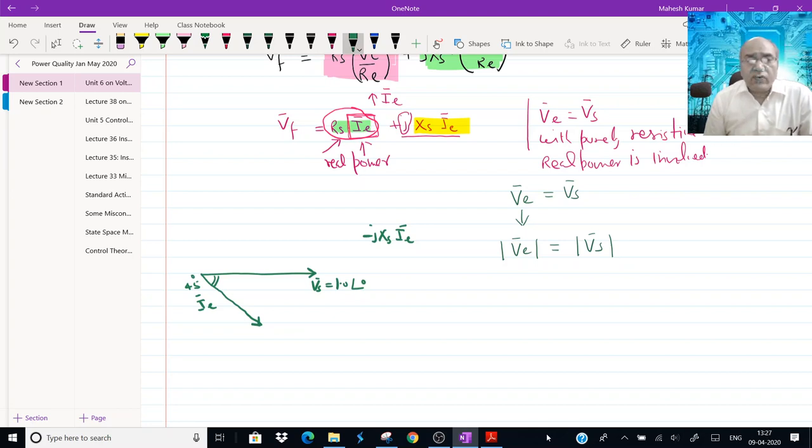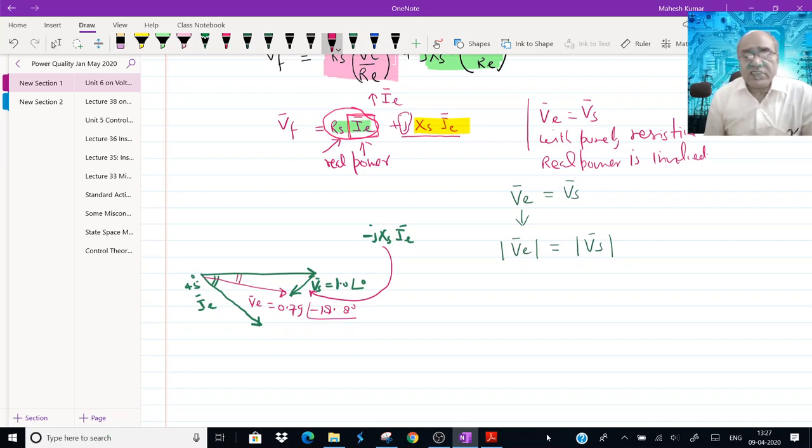IL we have found out. So the drop is perpendicular to this, and will come like this here, somewhere. This is this component, minus jX, and then you join them, this becomes VL. And if you remember, VL was 0.79 and the angle was minus 18.8 degrees, this angle.